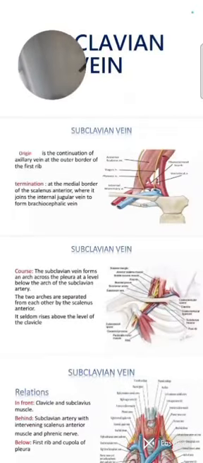So subclavian vein origin: it is a continuation of axillary vein. The veins and the arteries: veins carry the impure blood. So this distal portion comes as origin. It arises from the continuation of axillary vein at the outer border of first rib and terminates at the medial border of scalenus anterior muscle, and there it joins with the internal jugular vein to form the brachiocephalic vein.